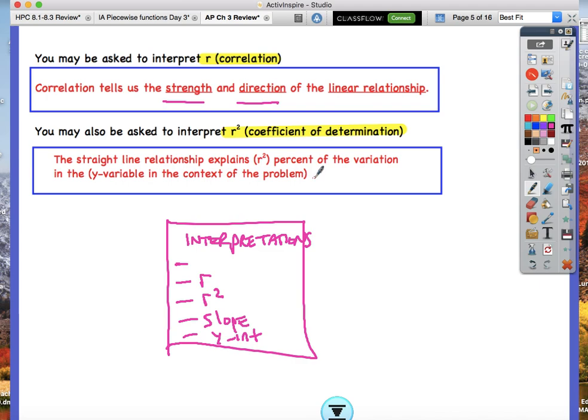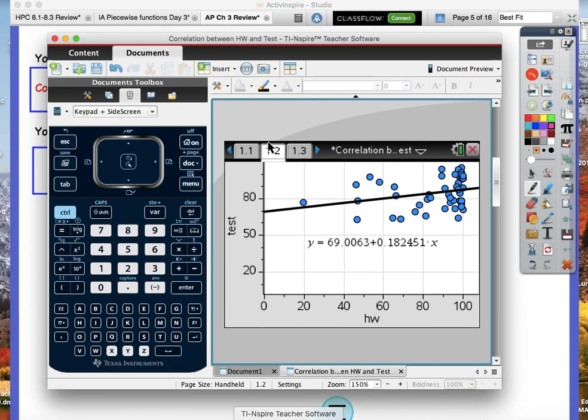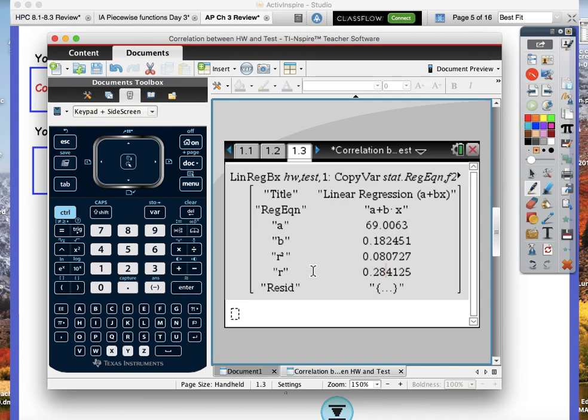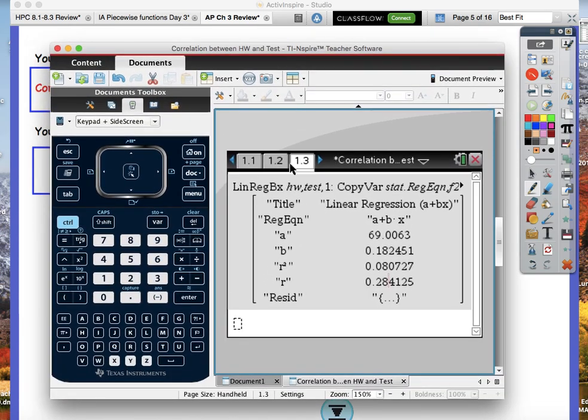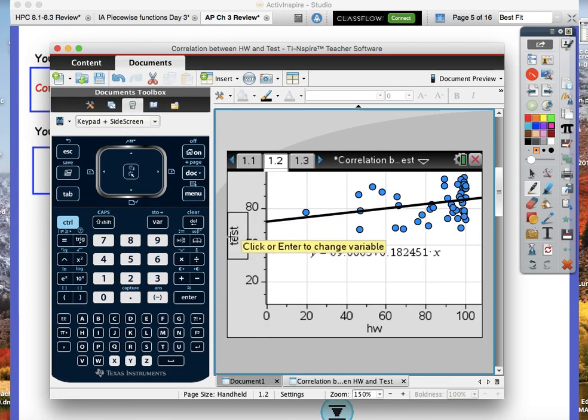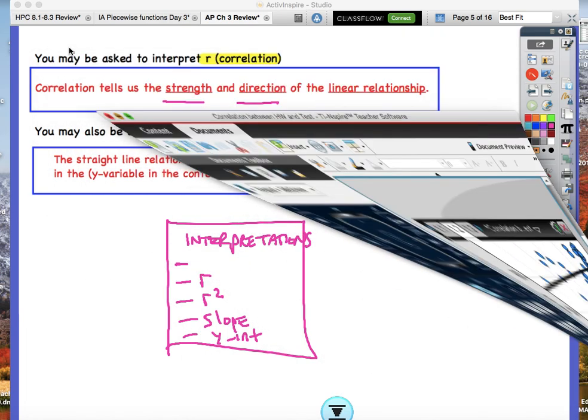This one kind of confuses people, but it's the percent variation in whatever the y variable is. So if I was doing my data that I had on the calculator, my y variable was test scores. So the r squared value was 0.0807. Okay, so that would be, if I move the decimal place, that would be 8.07%. So 8.07% of the variation in the test scores is explained by this least squares regression line. That's how I would interpret r squared.